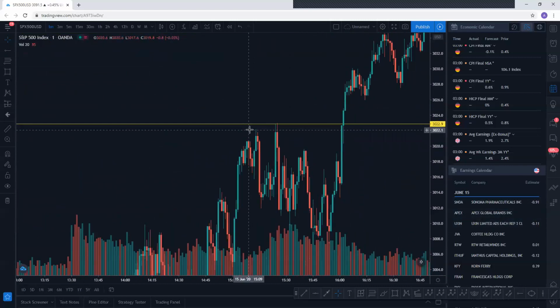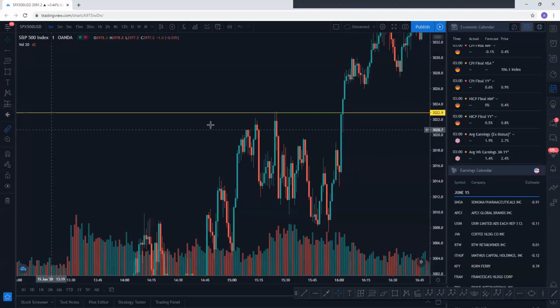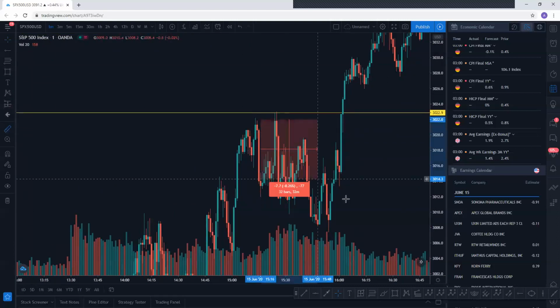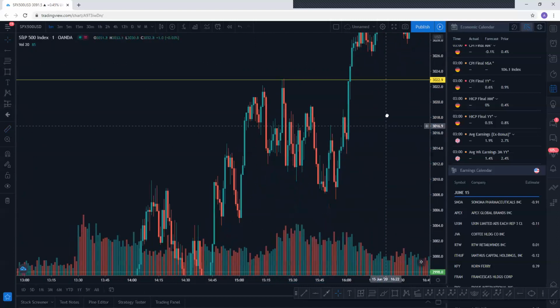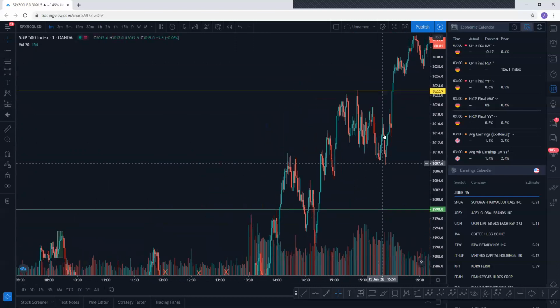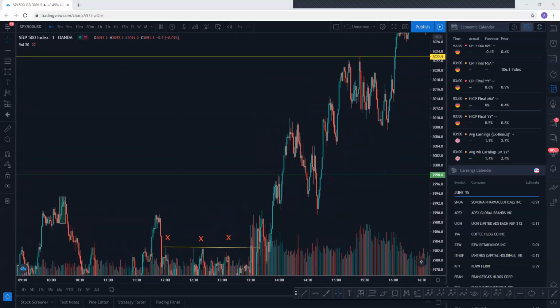The entry was actually 3,022 around this. And after a little bit of movement, we did around 48 pips. Those were the two trades I sent today for VVS, and between both of them they did 29 pips.